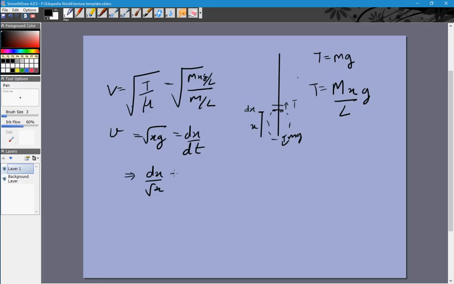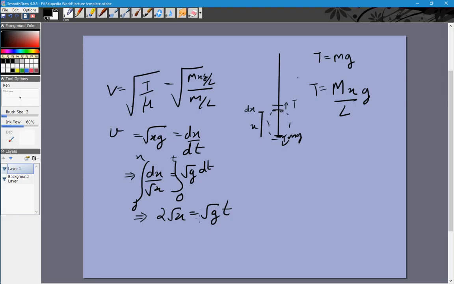Dx by root x is equal to root g dt. It's 0 at t is equal to 0, because we assume this is x is 0. What we get is this is x to the power minus half, so x to the power half by half. So 2 root x is equal to root g t. There would be a plus c, we don't need it because we are doing definite integration.